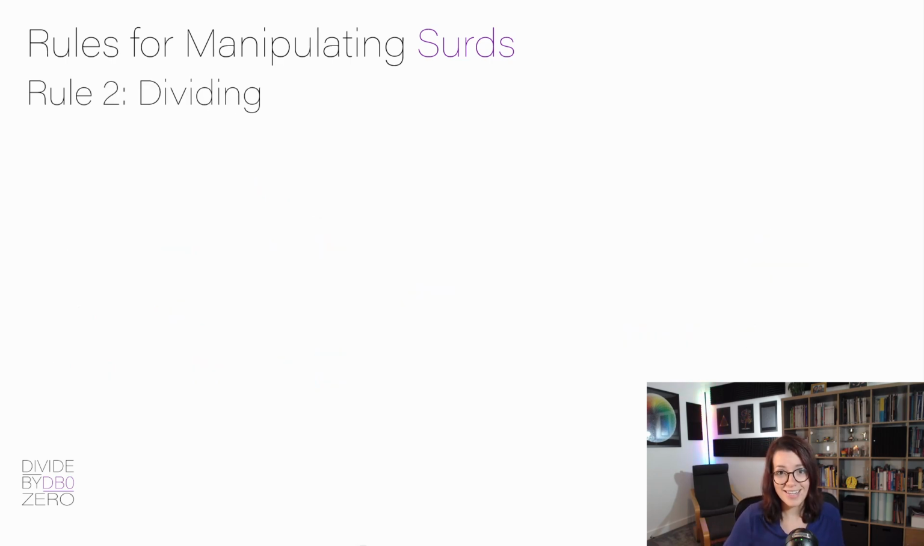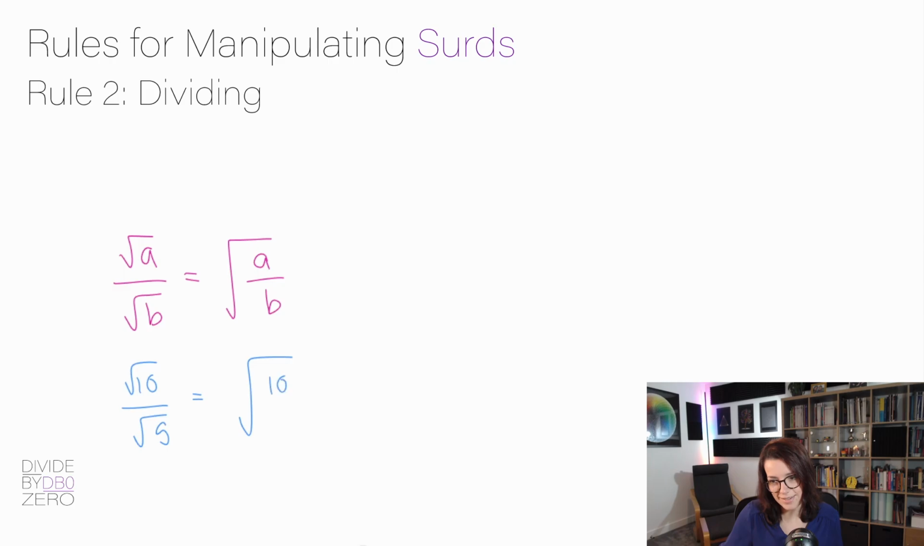Next rule, dividing. So if we've got root A over root B, or root A divided by root B, that's the same as root A over B. So if we've got root 10 divided by root 5, that's the same as root 10 divided by 5, or just root 2. Last rule is adding and subtracting.